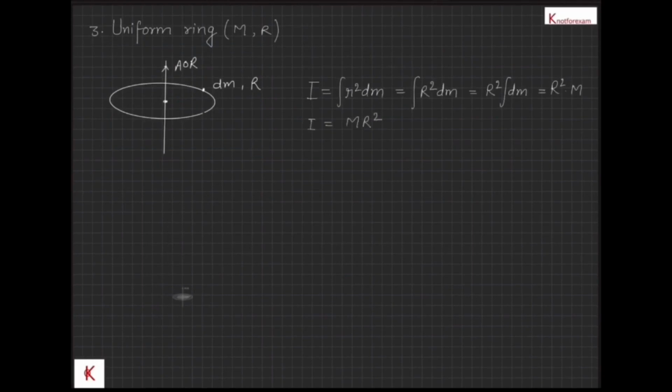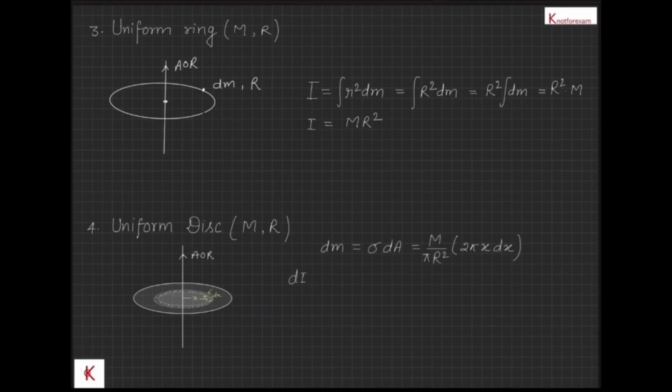Moment of inertia will be the integration of r square dm. Here for the ring, r is the same for each element, so we get I is equal to the integration of r square dm, which comes out to be mr square. Moment of inertia of a uniform disk of mass m and radius r about its central axis. Assuming the disk as a combination of differential rings of radius x and width dx having mass dm, that is mass per unit area times the area of the ring.